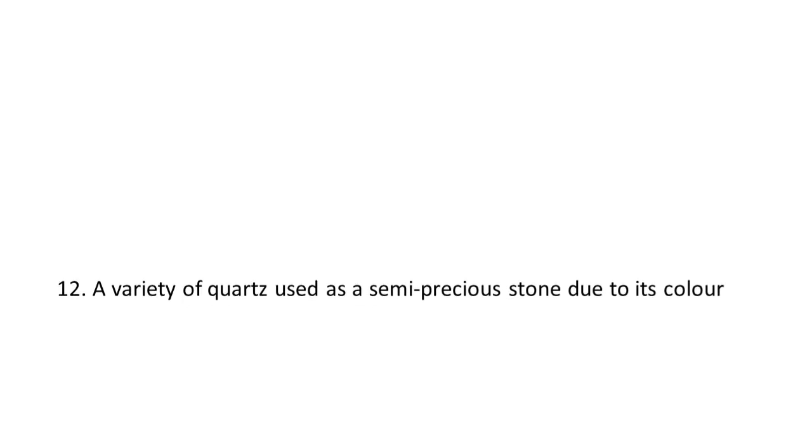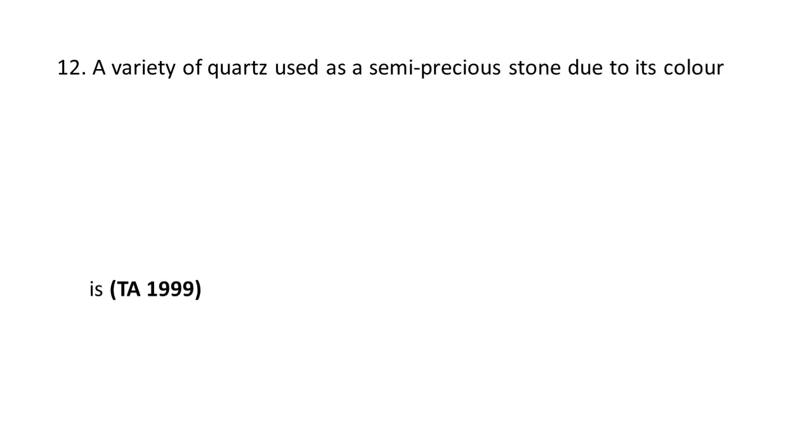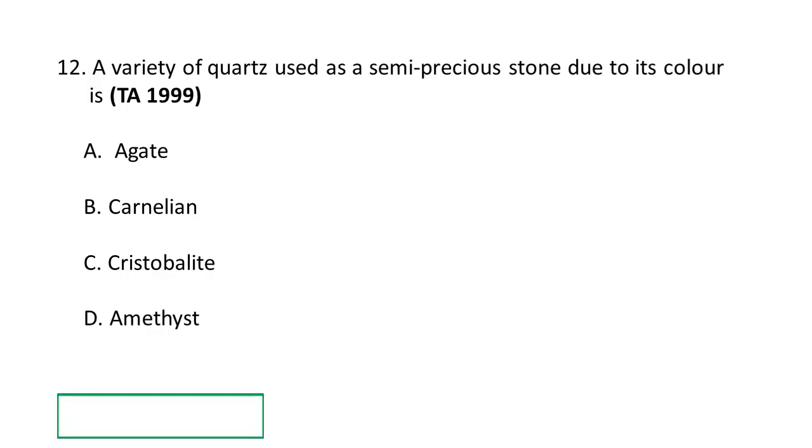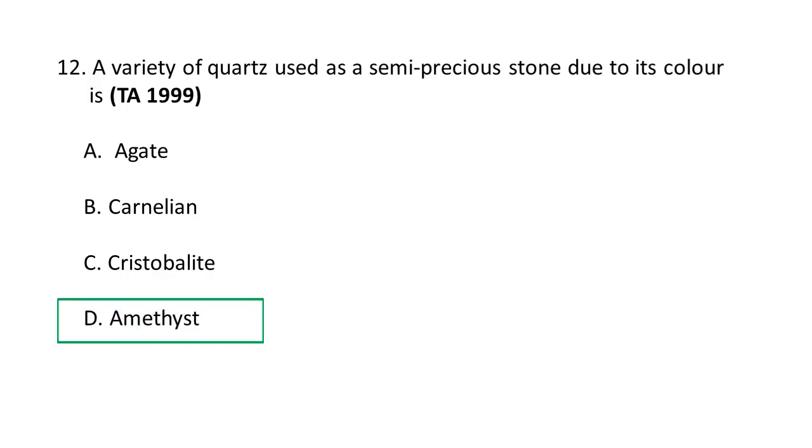Next question. A variety of the quartz used as a semi-precious stone due to its color is A. Agate, B. Carnelian, C. Cristobalite and D. Amethyst. The correct option is D. Amethyst is a transparent coarse grain variety of the silica mineral quartz that is valued as a semi-precious gem for its violet color. So D, amethyst, is the correct option.